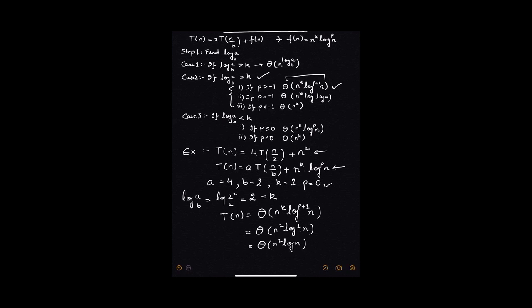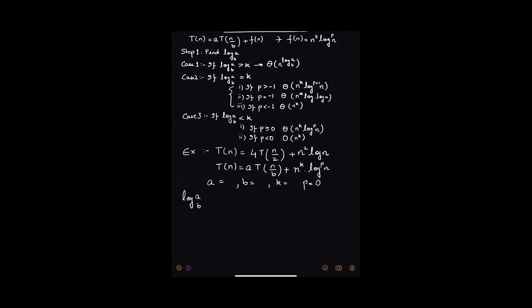Let us consider another example. In this recurrence relation, my equation is T(n) = 4T(n/2) + n^2 log n. So the value of a over here is 4, the value of b is 2, the value of k is 2, and the value of p is 1.